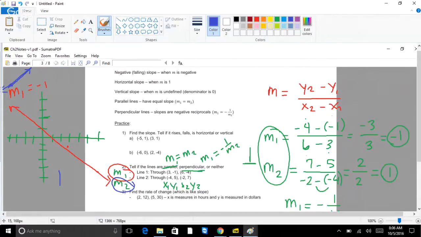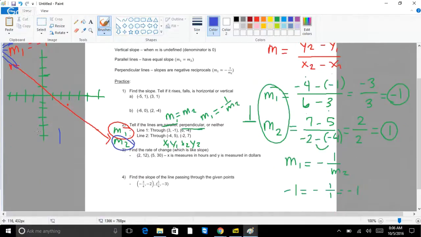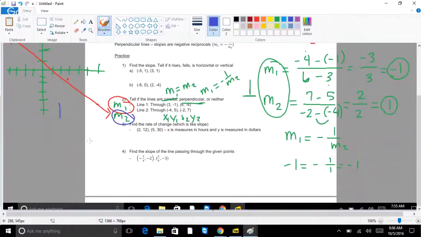this is my second line. And if I would have graphed them out the right way, I think we're going to end up with a nice perpendicular line there. So, okay, that is how we do number 2. Number 3 and number 4 aren't quite as complex. They're just a little bit of taking slope and applying it to the real world.